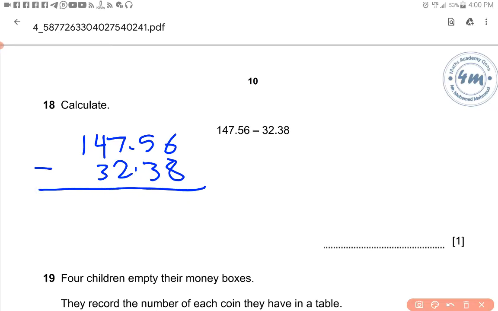6 minus 8 is impossible. 6 borrows 1 from 5, 5 will be 4. 6 will be 16. 16 minus 8 equals 8. 4 minus 3, 1. Put the decimal point. After that 7 minus 2, 5. 4 minus 3, 1. Then write 1. The answer will be 115.18.